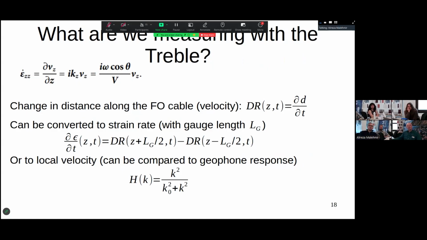So we have the change in distance along the fiber optic cable with time, dt, and then we have the strain rate here, which we calculate with whatever gauge length we happen to choose. Or we can also calculate the local velocity of the fiber along the fiber by applying this wave number filter in the wave number domain, where we get a response which is maybe more typical of a geophone response.